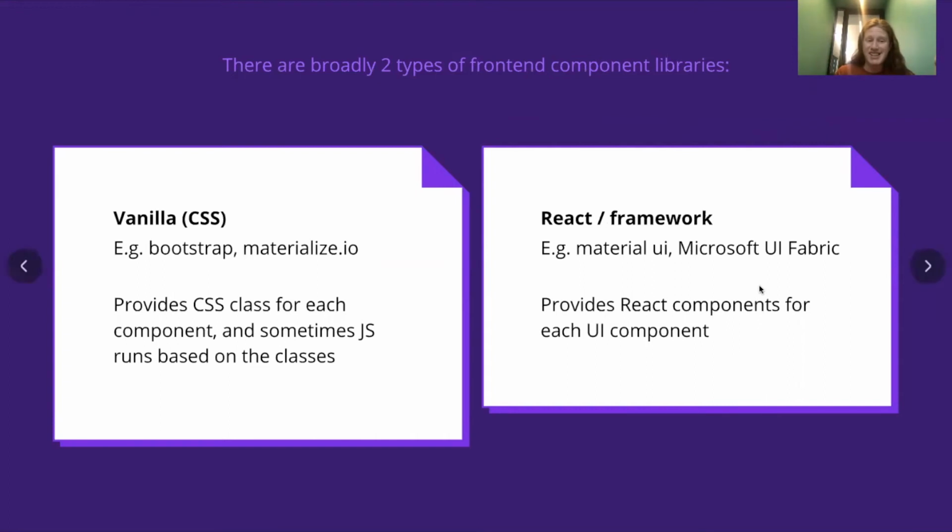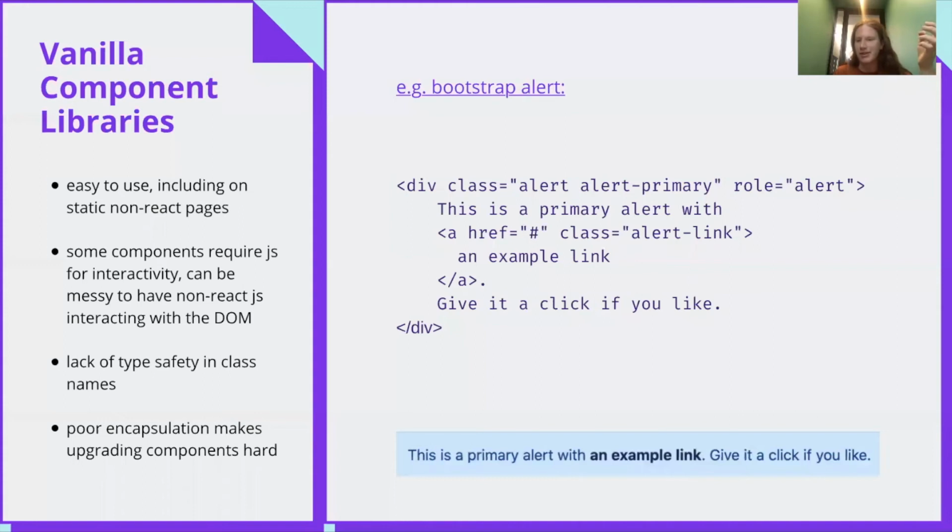So in a CSS strategy, an example of that might be Bootstrap or Materialize.io. That would be a shared CSS file or a library of CSS files that provide class names that we can use to create a component. So it'll implement a .button class, a .alert class, a .slider, whatever. A React or framework one is going to give us React components that we can import for each UI component. Let's look at some pros and cons of each approach.